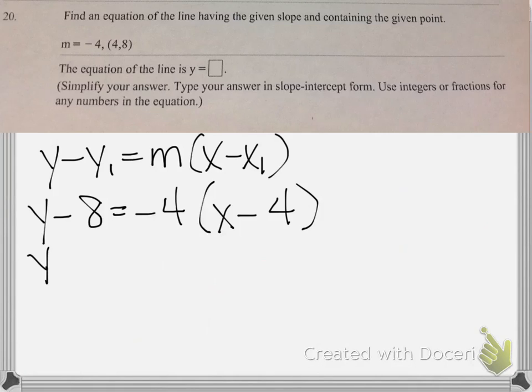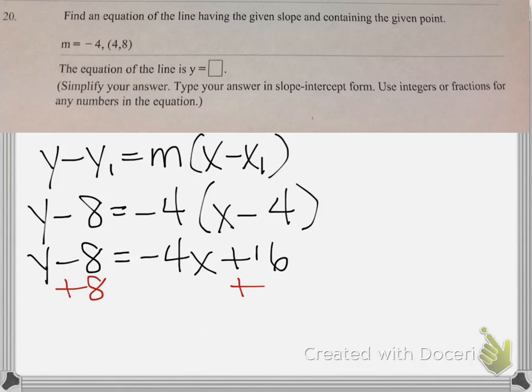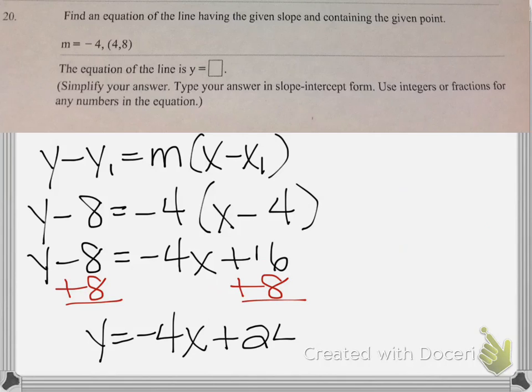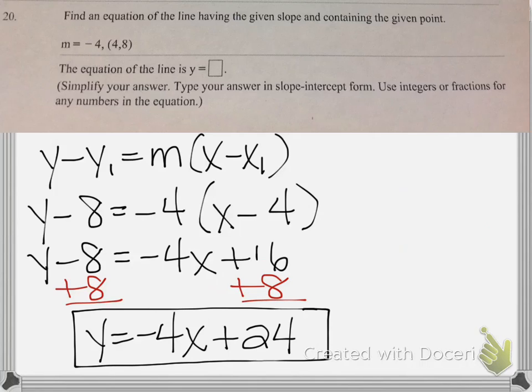We need to simplify. So distribute. And once you do that, then you can start moving terms. And it looks like all I have to do is add 8, and I will have my answer. And there we go. So y equals negative 4x plus 24 has a slope of negative 4, and if we graphed it, it would go through the point (0, 24).